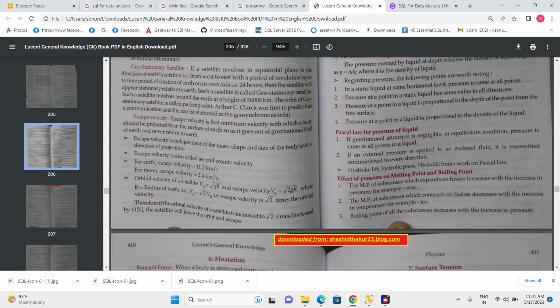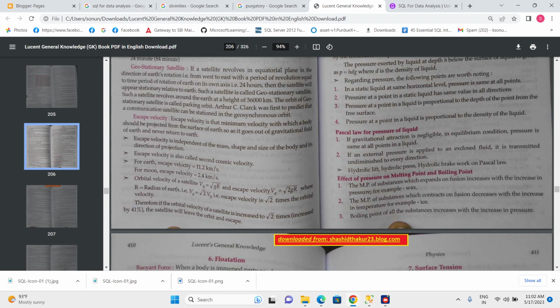So let me revise everything. First, the geostationary satellite height should be 36,000 kilometers. And a communication satellite can be stationed in the geosynchronous orbit; this logic was given by Arthur C. Clarke. Next point, the direction and speed of rotation of a geostationary satellite is the same as Earth.